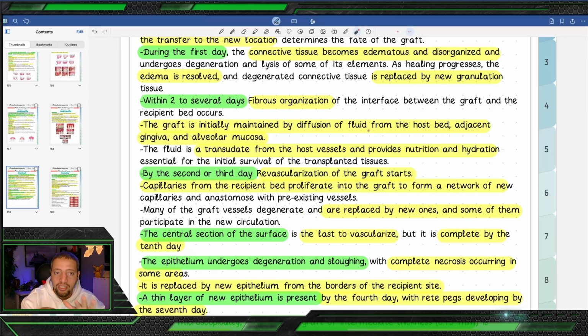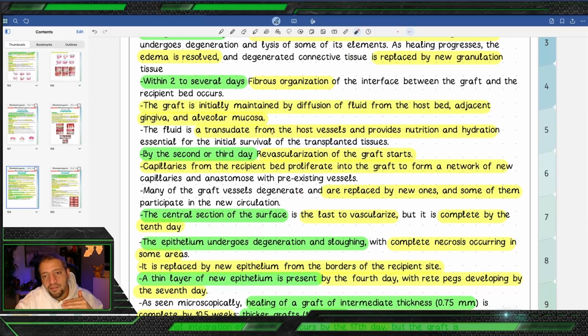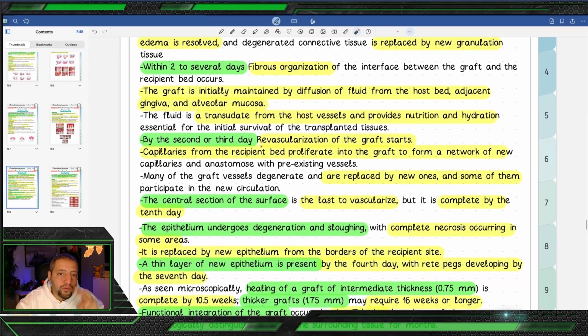So diffusion, there is no connection between them in the first 2 days, but still the fluid is diffused from the recipient tissue to the graft, and this is why we don't love the thicker graft, adjacent gingiva and alveolar mucosa. The fluid is transuded from the host vessel and provides nutrition and hydration. So in the first 2 days, it's coming from the recipient side with diffusion. By the second to third day, revascularization of the graft starts.